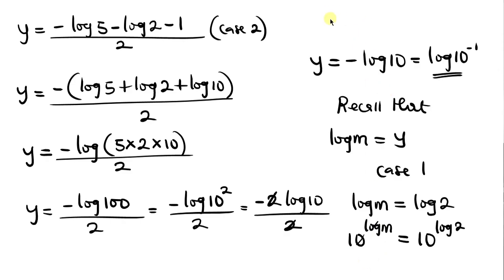So let me write it here. So here leaves m to be equal to, now the same thing happens here. The log and this 10 cancel off, leaving just 2. So the value of m is equal to 2. That is for case 1. Now let's move ahead to case 2.